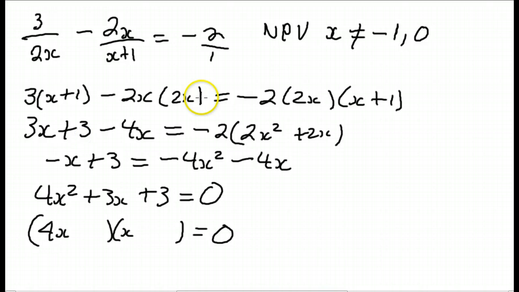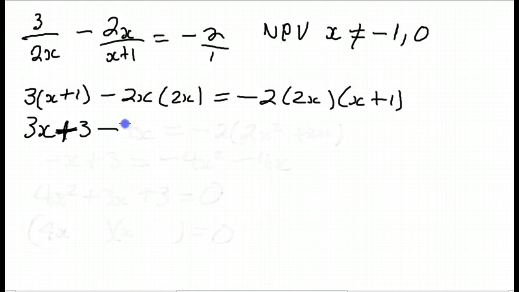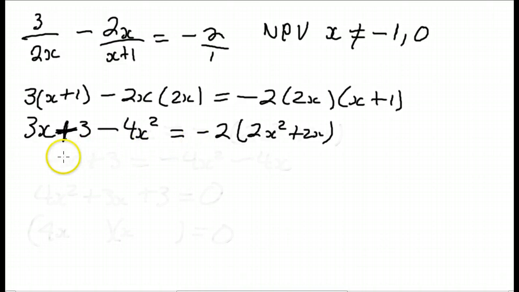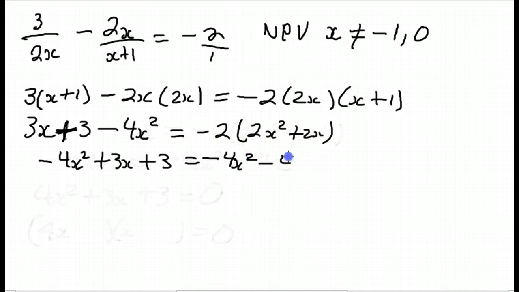3x plus 3 minus 4x squared equals, and let's take some care to multiply this out properly. So I'm going to do the monomial times the binomial first. So 2x squared plus 2x. Over here, let's just write this in order. Negative 4x squared plus 3x plus 3 equals negative 4x squared minus 4x.